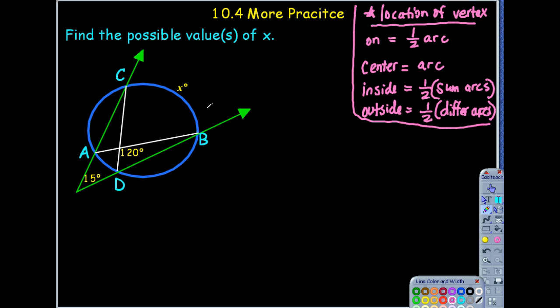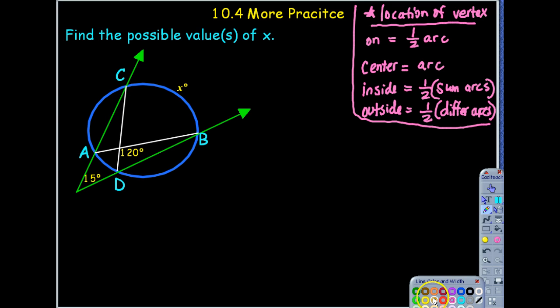What are the things that we do know? We're given two angles. One is an angle that's inside the circle, and one is an angle that's outside the circle. And they're probably given for a reason. So, what are we thinking here?